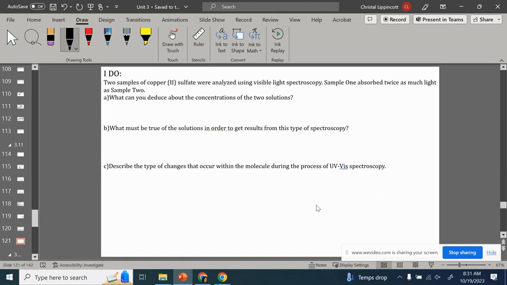Two samples of copper sulfate are analyzed with visible light. One absorbs twice as much light as the other. What does that tell you about the concentrations?